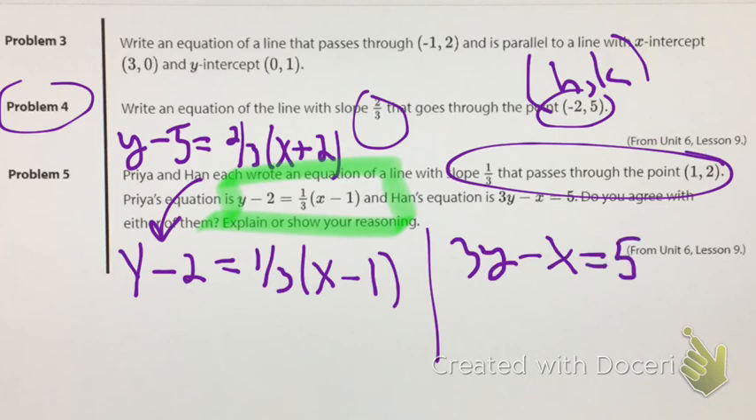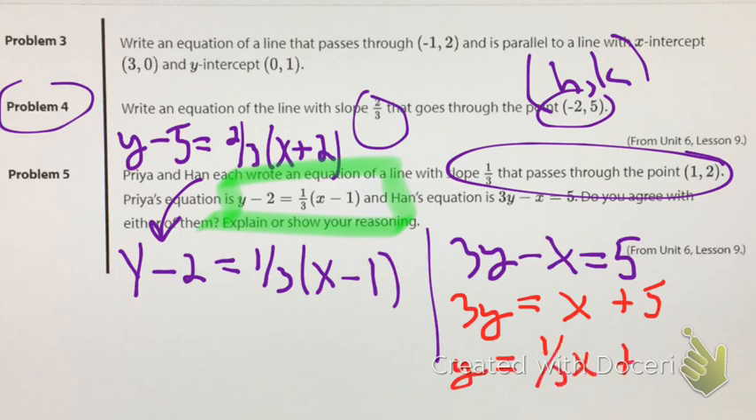How do we reconcile those? Well, what you really want to do, here's the conversion factor: convert both of them to y equals mx plus b. That's your easiest way. So I'm going to go to the right. 3y equals x plus 5. In other words, I added x to both sides. And then y equals 1/3 x plus 5/3, because I'm dividing off that 3 right there.